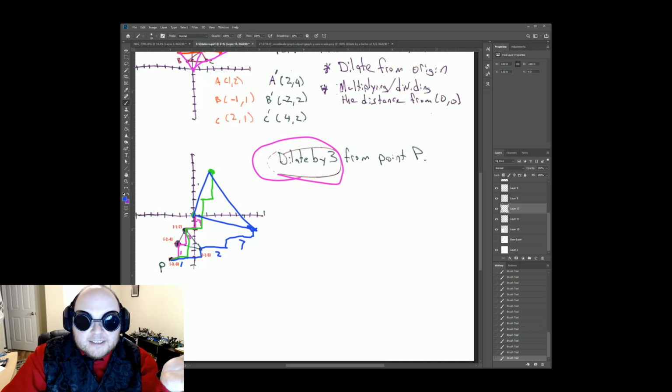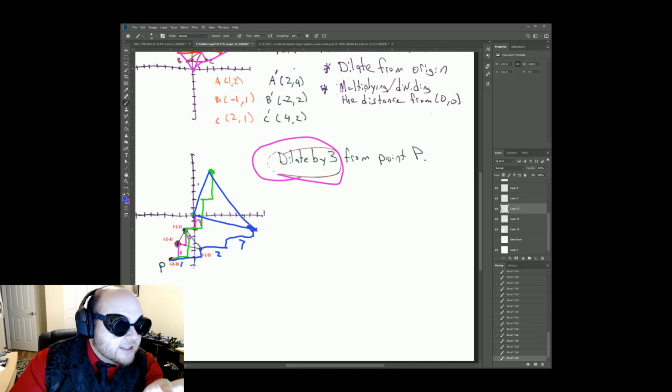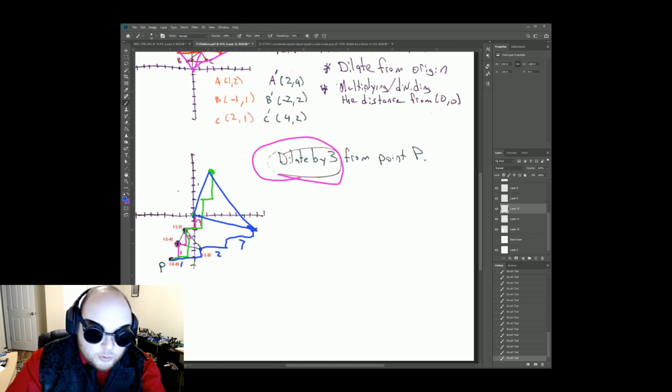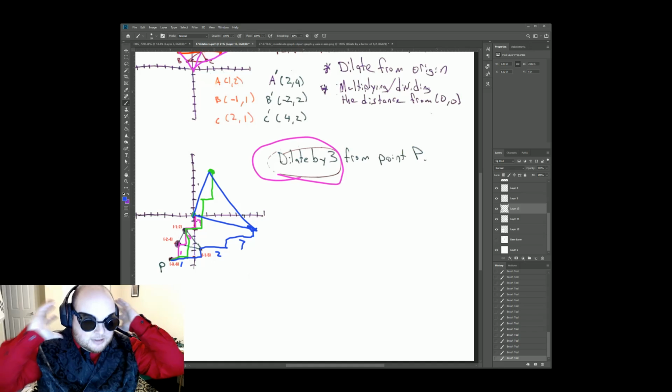So to dilate something, if it just says dilate it, you're multiplying the numbers. If it says dilate from a point, you are just counting from point P, and then counting 1, 2. And since it said dilate by 3, you do that a total of 3 times to get to the next one. And that is it.